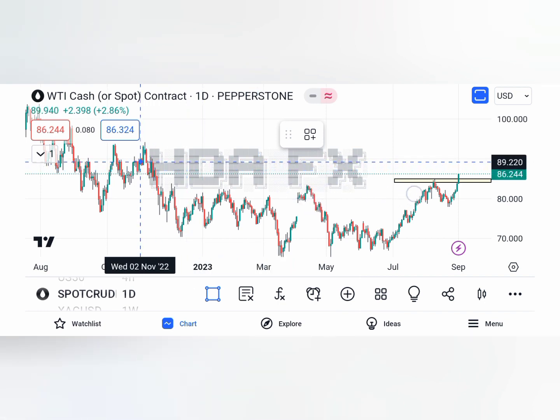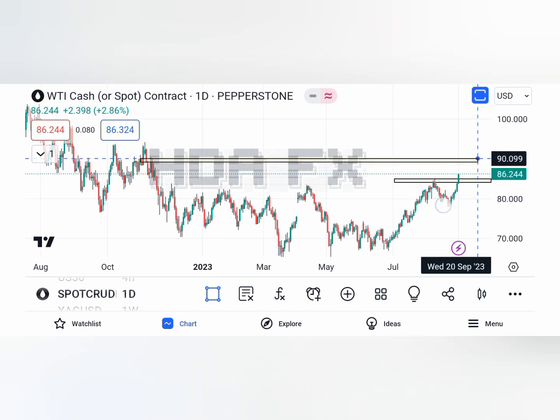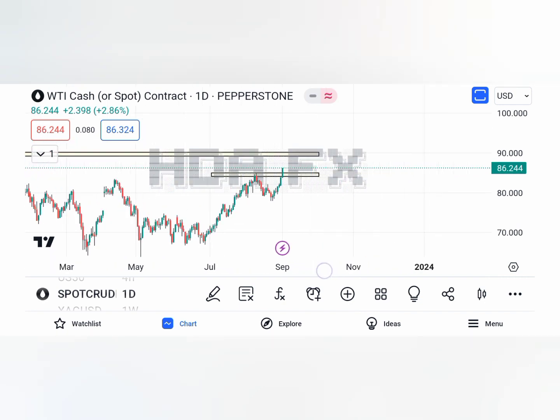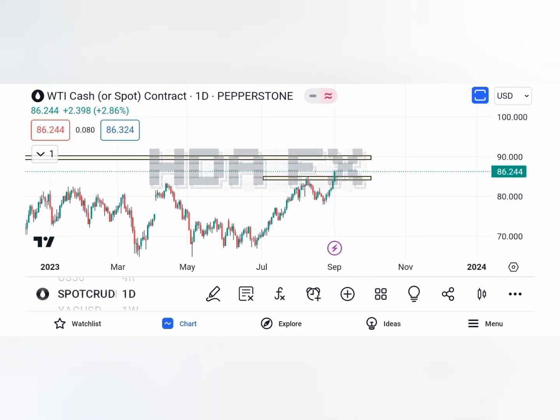That's 89. I want to see US oil move to 89, within 89 or 90. I want to see US oil move to that price. That's my target for US oil.